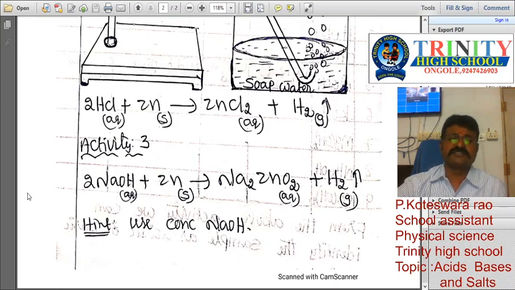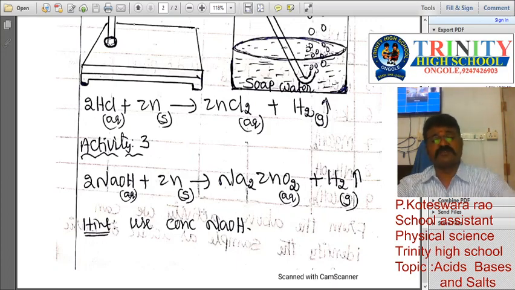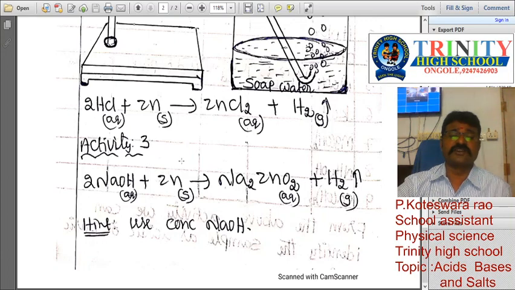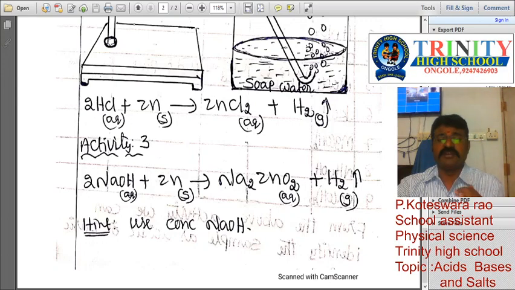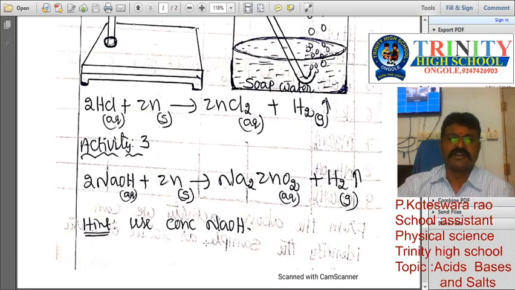But here what is the hint? In dilute condition, it is not possible to produce hydrogen gas. That's why we want to use concentrated NaOH. That is the hint. It is also asked as a precaution for base reacting with metal. What is the main precaution of base reacting with metal? The main precaution is nothing but we take concentrated sodium hydroxide.